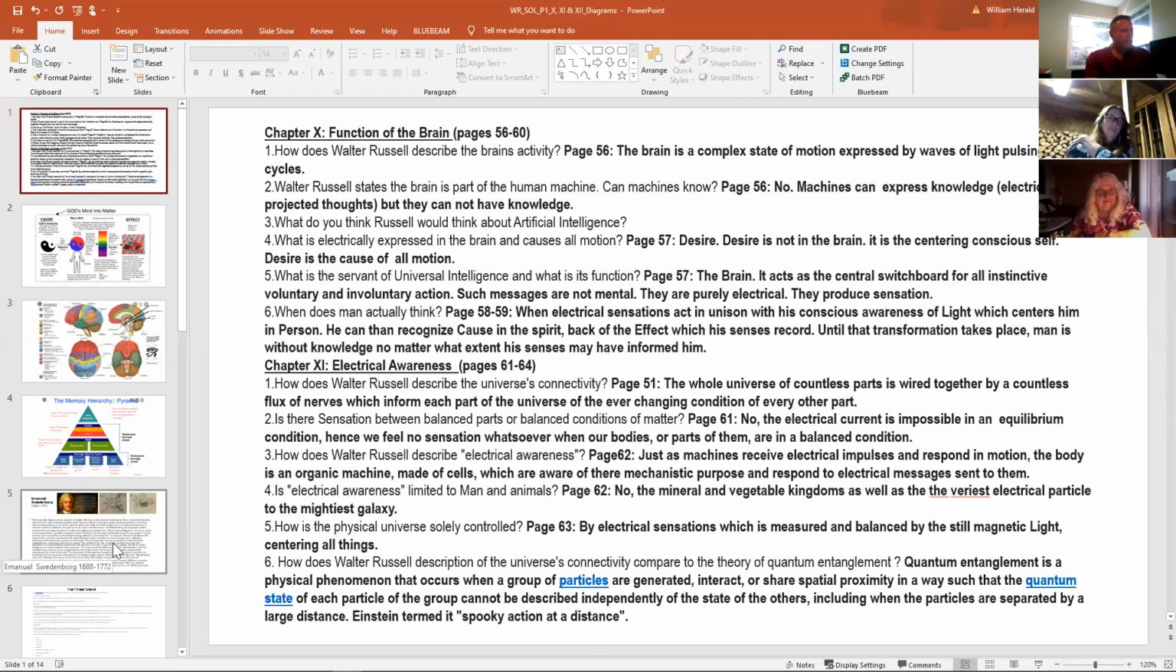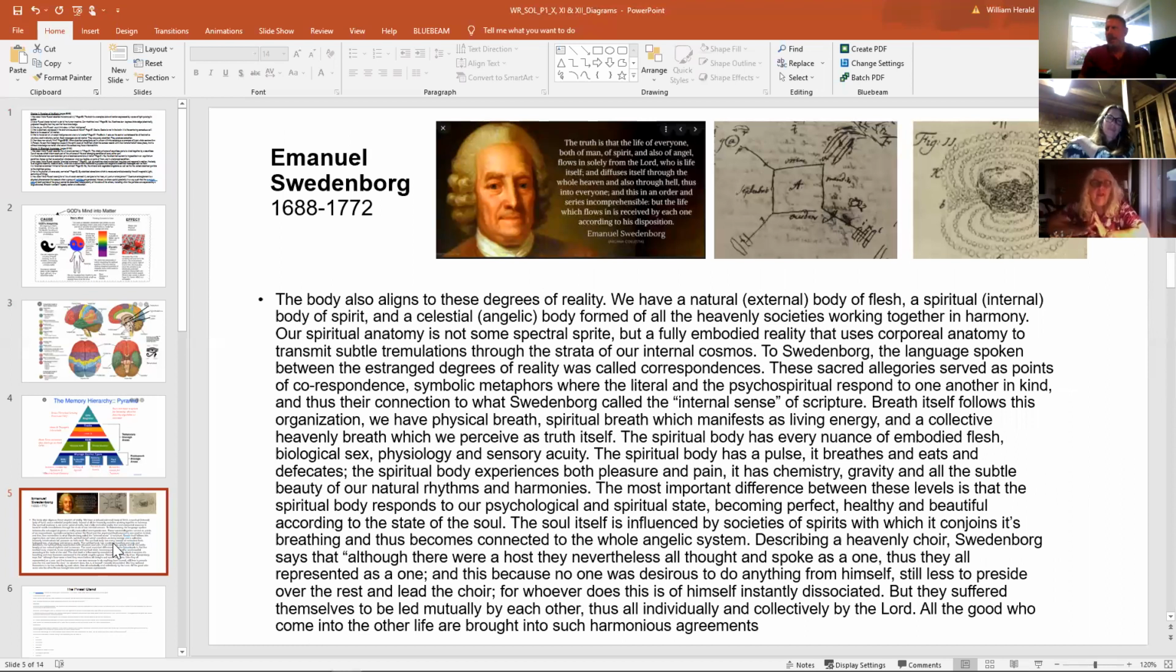Which kind of brings us to Swedenborg. Somebody was talking about him recently. I've never heard of him. Well, Emanuel Swedenborg, and I spoke a little bit about him earlier, is an interesting fellow. He's much prior to Steiner and Russell, but he was a mining engineer, very successful, and also a politician and so on, and very well respected.